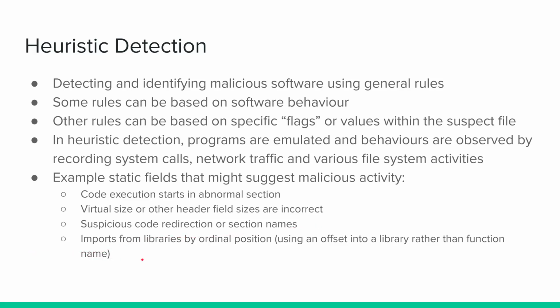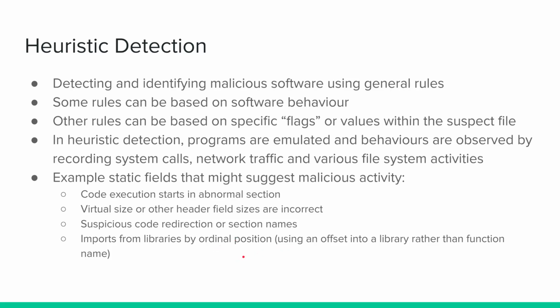Maybe imports from third-party libraries by what we call ordinal position. So in a program, you can import a function from another library, like the string library, for example. You can import a function not by name, but by a numeric offset into that library where the first instruction in that function would be. You can do this if you want to conceal the function that you're importing because you don't want its plain text string name to show up if someone runs strings on your sample, right? So that's what importing by ordinal is.